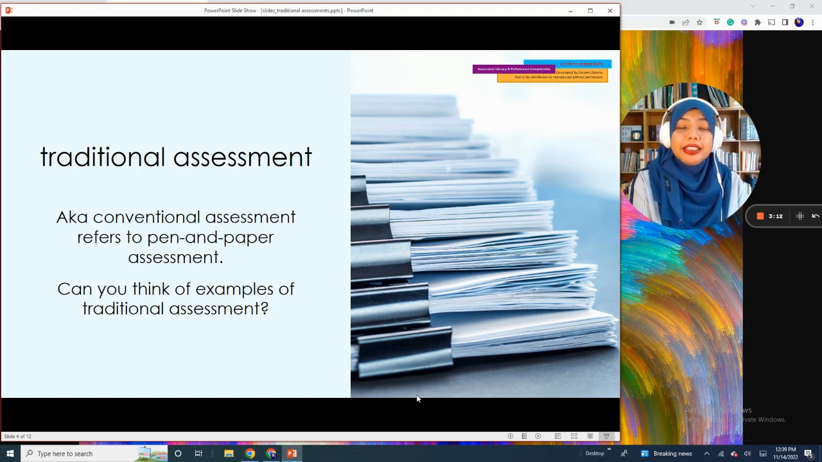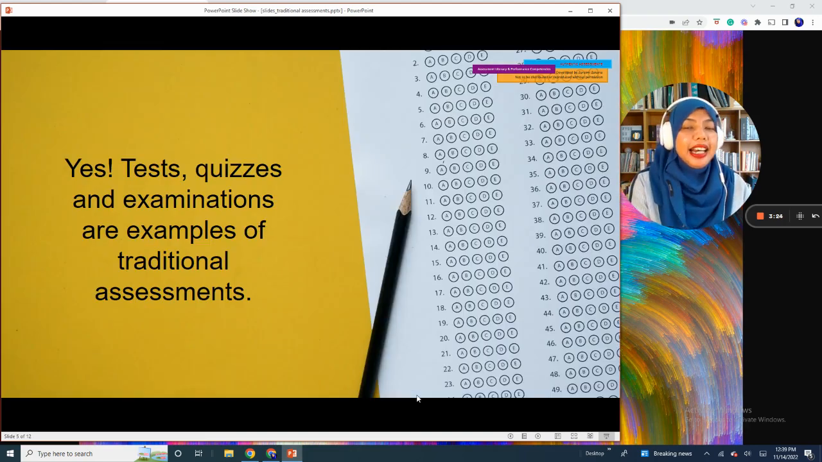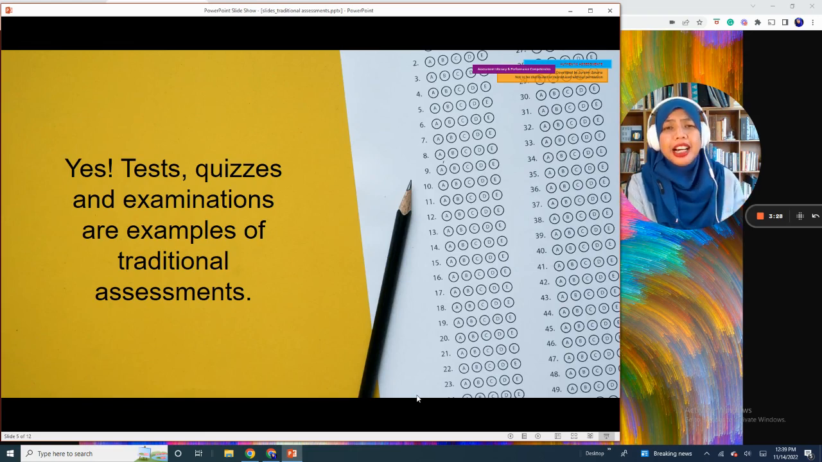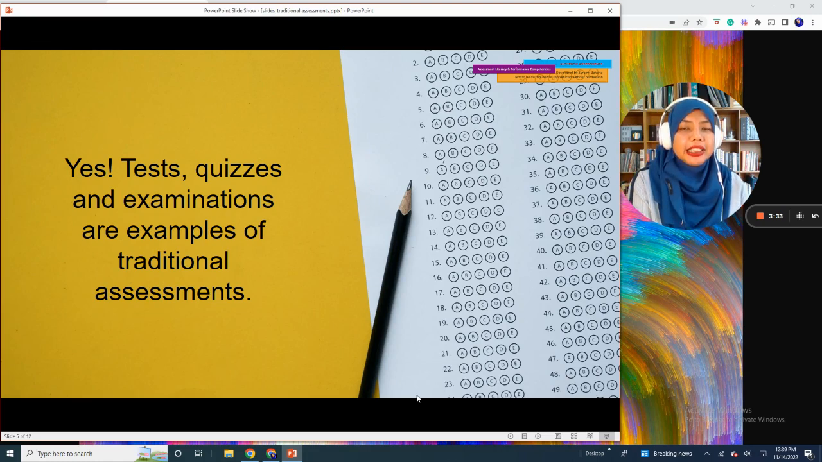And the best way to describe traditional assessments is by providing you with examples of traditional assessment: tests, quizzes, and examinations. In fact, some conventional, pen and paper based assessments such as written assignments, not all, but some written assignments can also be classified as traditional assessment. All right, so those will be the examples.